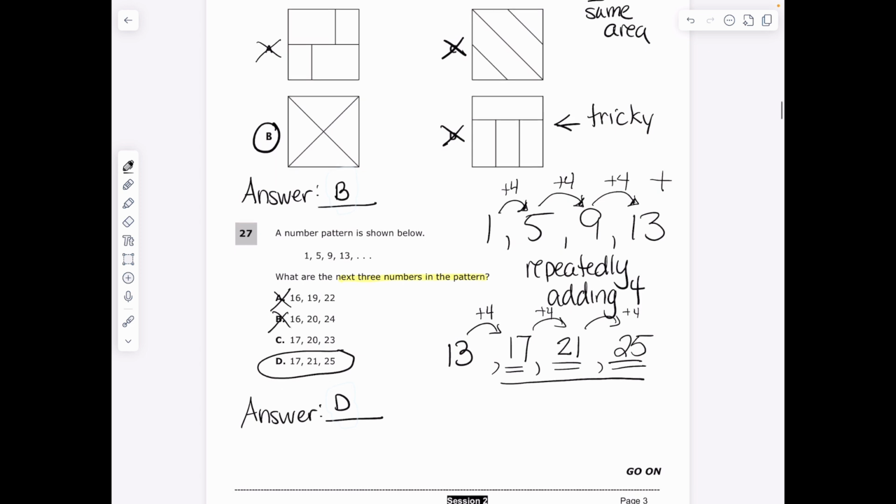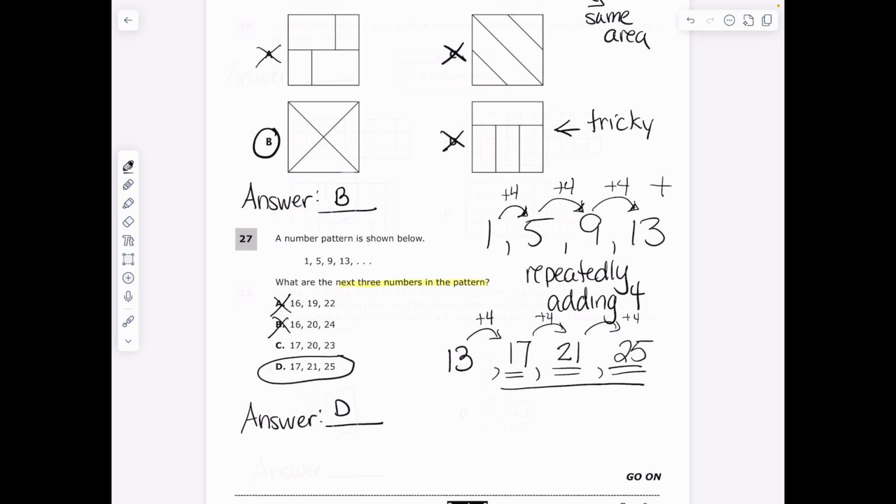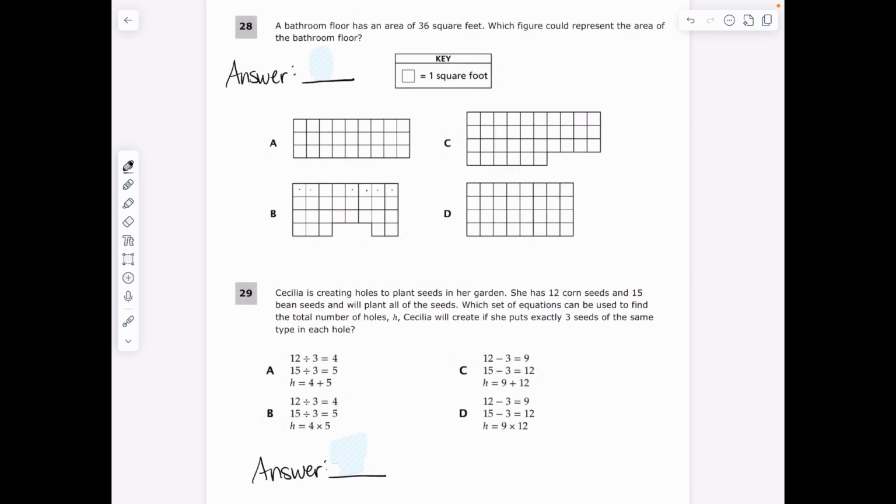All right, hit pause and jot this down into your notes. Let's look at 28 and 29. The answers for here are C and A. So if you have them, keep it going to the next chapter. If not, stay right here.